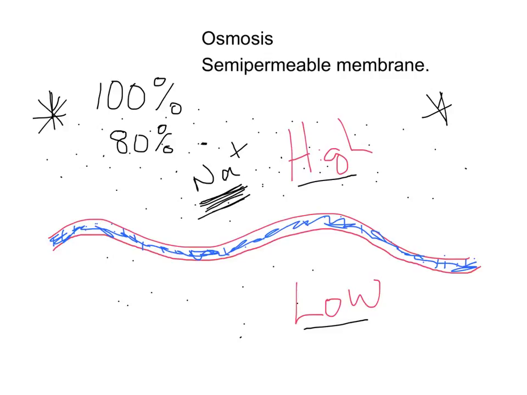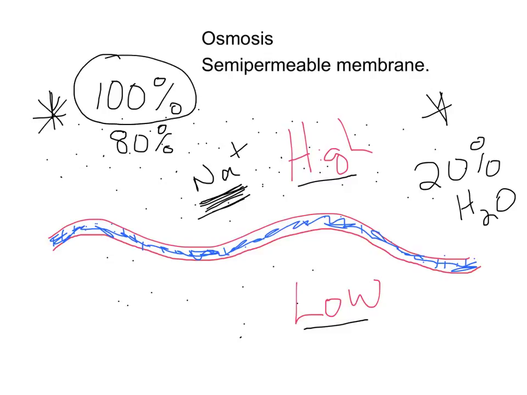Well, if it's 80% sodium, we would have to say it's 20% water, right? 20% H2O. If the total is 100% and 80% is sodium, then 20% is water. Okay. I think that's understandable. I hope you understand what I'm saying.